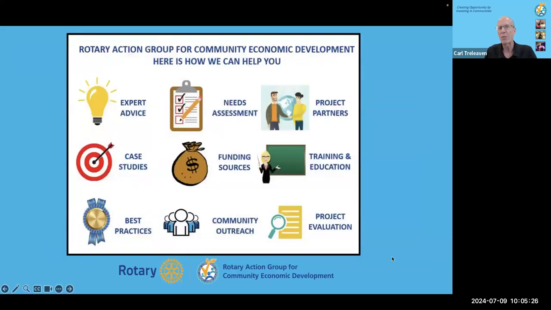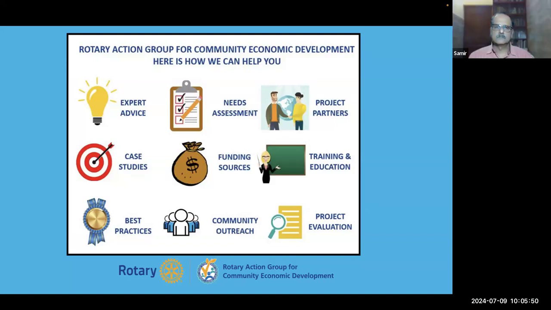Now, what kind of help can RAGCED provide to you? A range of different things, all listed here. We can provide expert advice. We can help you with doing needs assessments, which are critical for Rotary projects. We can help you find project partners. We can provide you case studies that can be helpful to you in getting your project going. Help you identify funding sources, obviously a critical area. Provide training and education. Today's webinar, of course, is a perfect example of that. Share best practices with you.